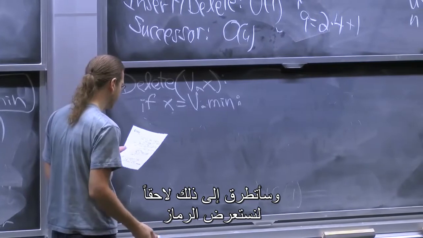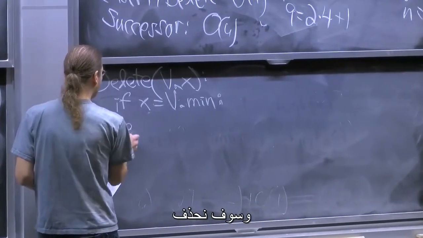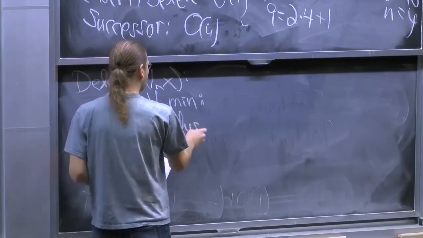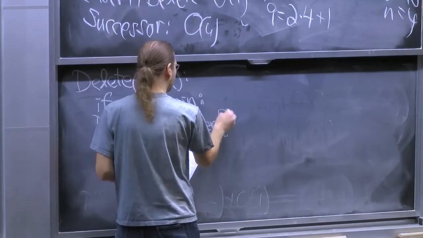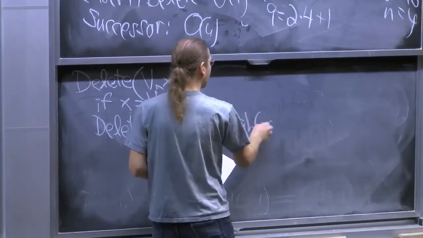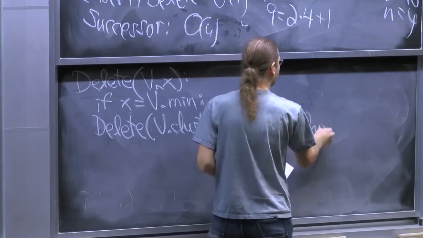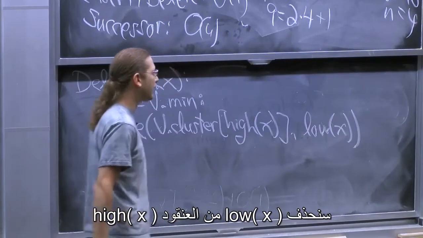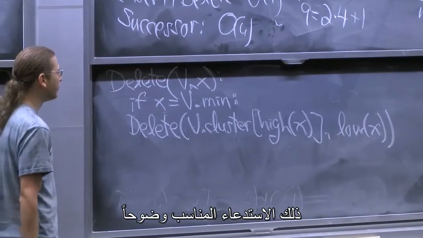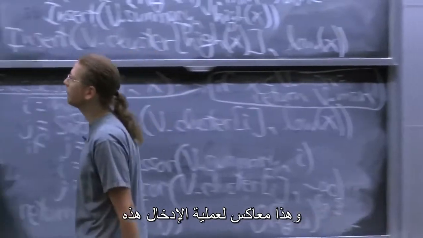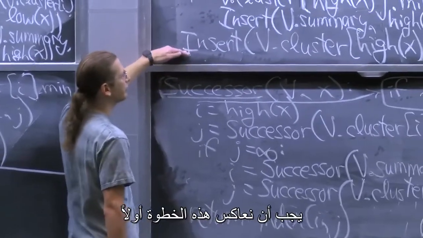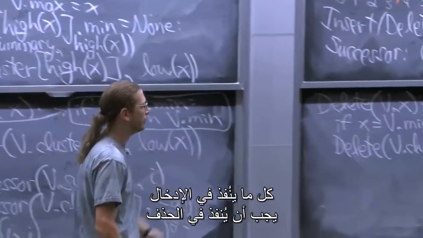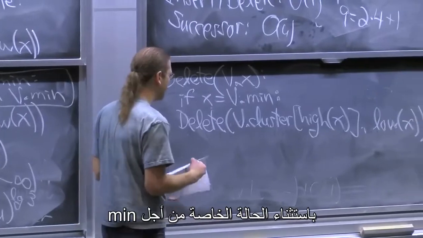Let's get to the bulk of the code, which is we're going to delete low of x from cluster high of x. That's the obvious recursion to do. This is essentially the reverse of insert over here. The first thing we do is undo this. In all cases, insert was doing that. So in all cases, delete has to do that, other than the special case of the min.